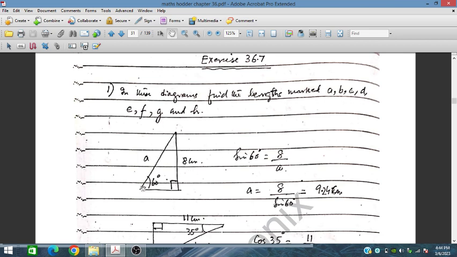So this is 60 degrees in this right angle triangle. This is the hypotenuse. This is opposite. Opposite upon hypotenuse is sine 60 degrees. Sine 60 degrees is 8 upon A. So A is equal to 8 upon sine 60 degrees. So we have 9.24 centimeters. So this A is 9.24 centimeters.